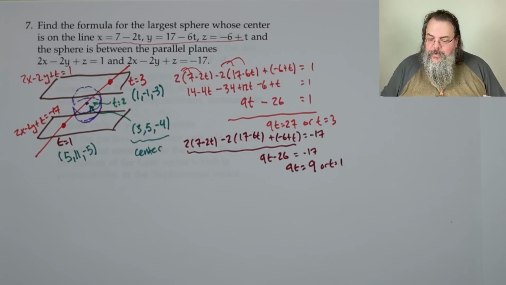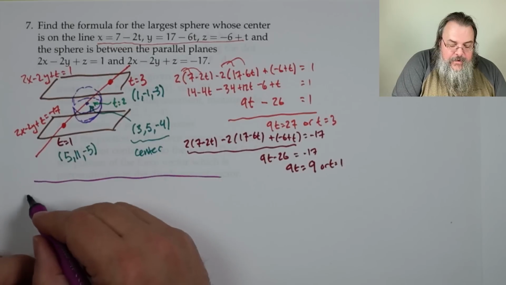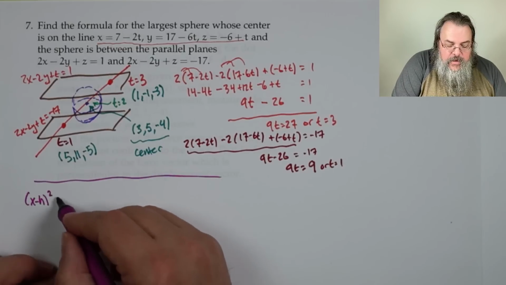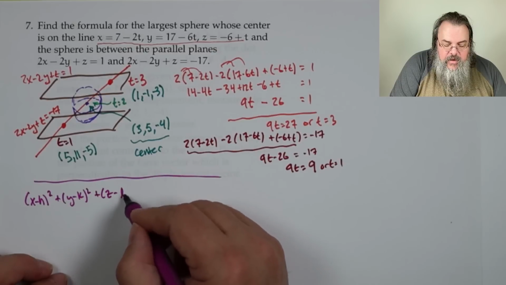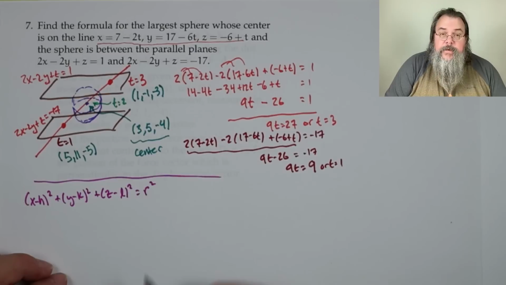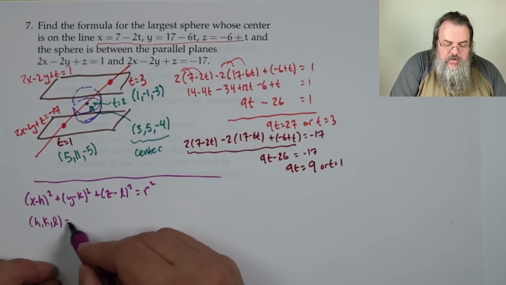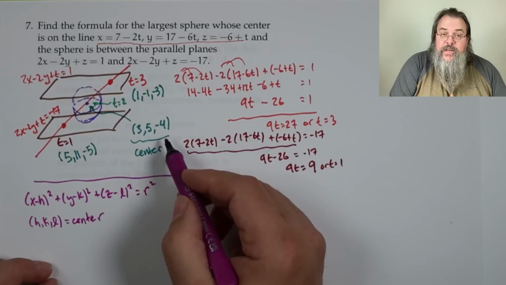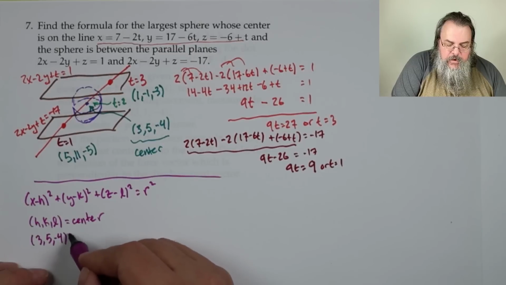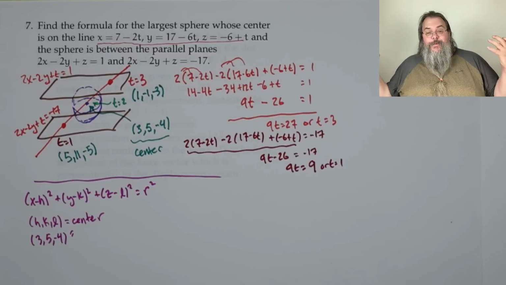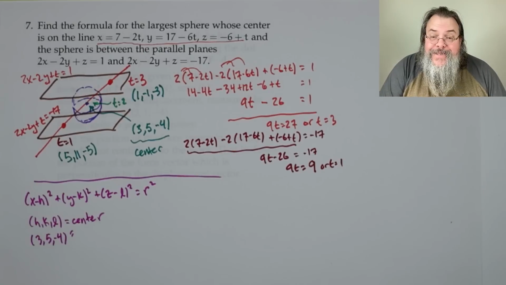Now, we're most of the way done with our formula for a sphere. Because what does the formula for a sphere look like? Well, it looks like the following: x minus h squared plus y minus k squared plus z minus l squared equals r squared. And where h, k, l is your center. Well, we already found our center. So for us, that's 3, 5, negative 4.